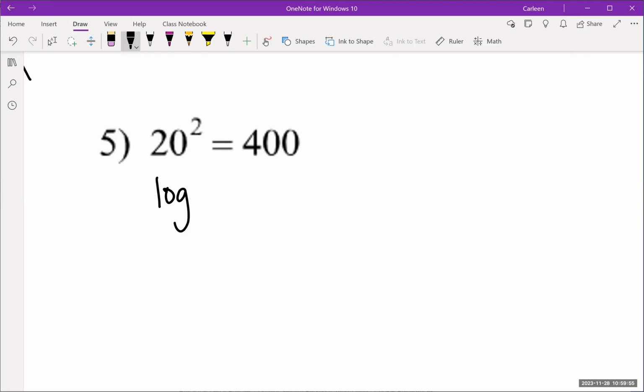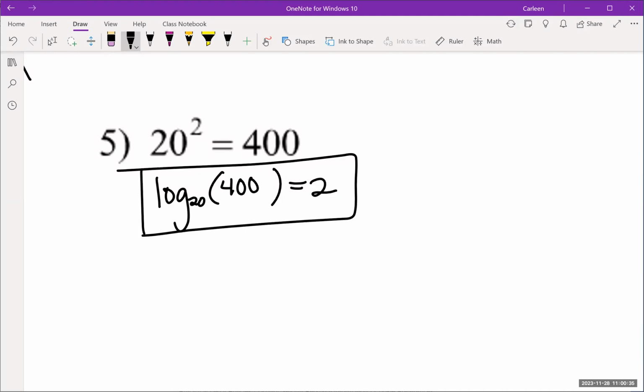So exciting. Log, what's the little bitty subscript? All about the base, no trouble. Little bitty subscript. The font is smaller. What goes here? 400. And I have isolated the what? Exponent 2. It's going to get better.